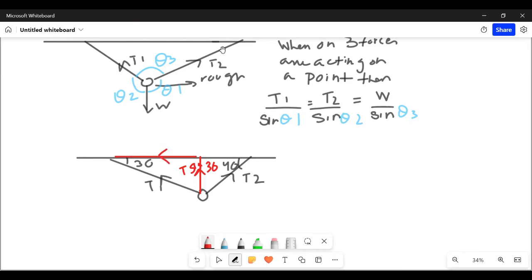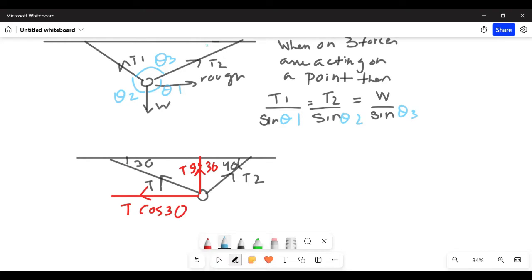Then there's this component, which I'll instead draw over here. This is the adjacent component or the base component, so it's going to be the cos component, T1 cos 30. Similarly, this gets resolved into this and this. But the vertical one, I want to instead draw over here. This component and this component.